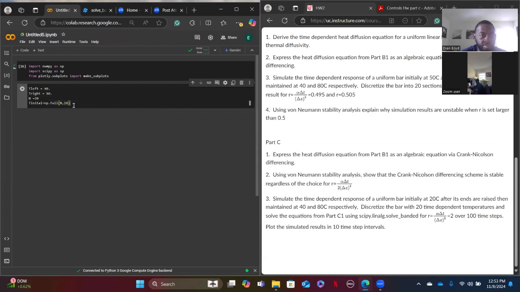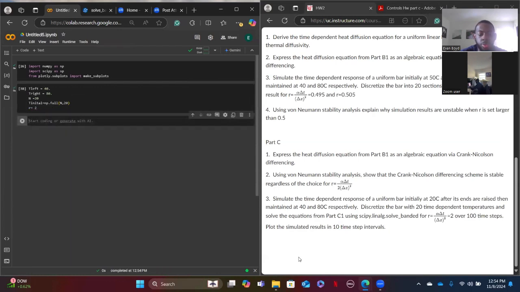All right. And then lastly, we know R is equal to 2. Okay, so that's all our initial values.